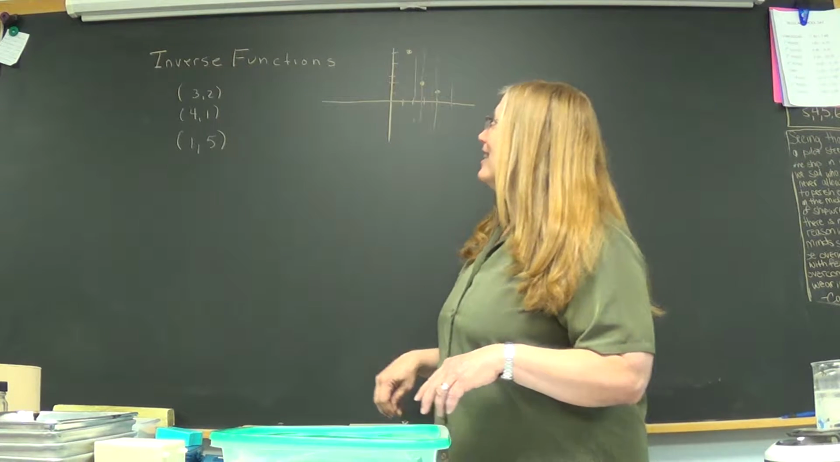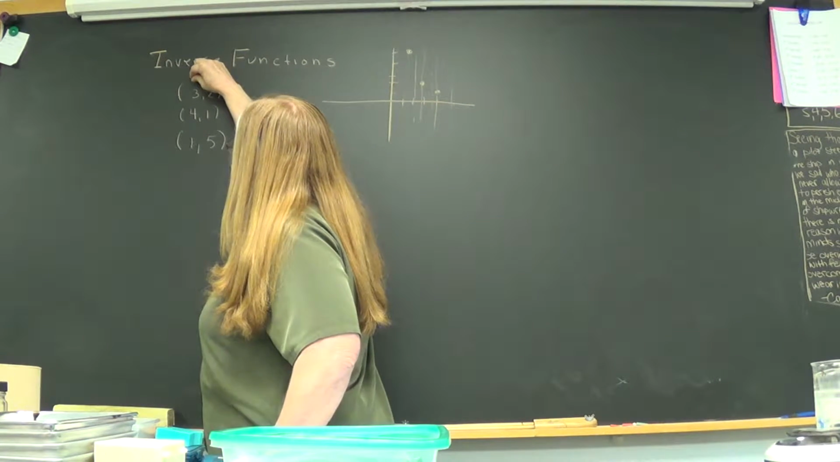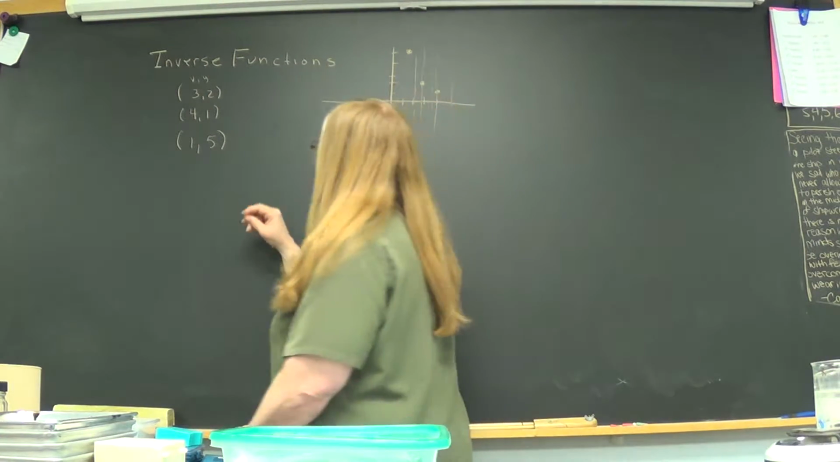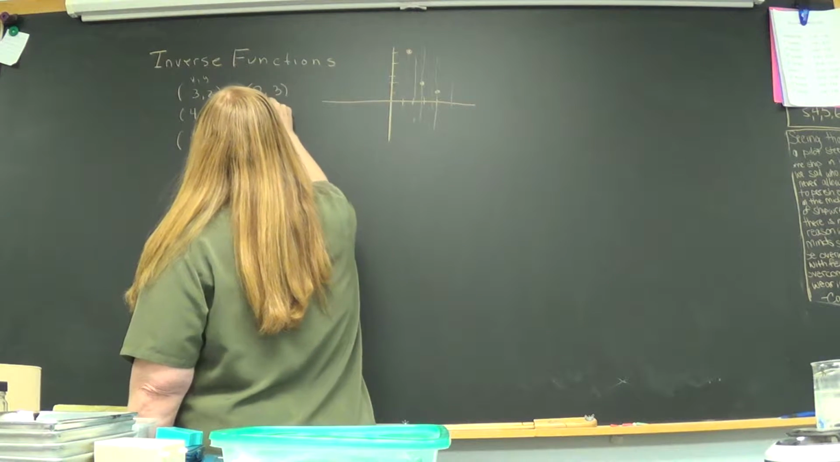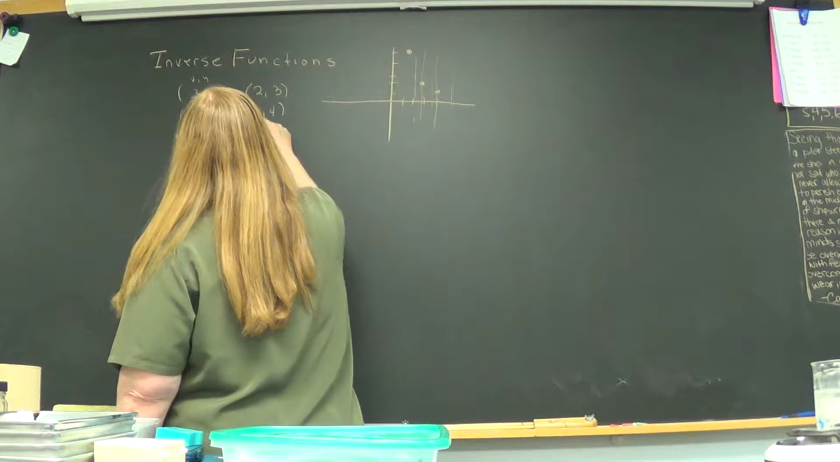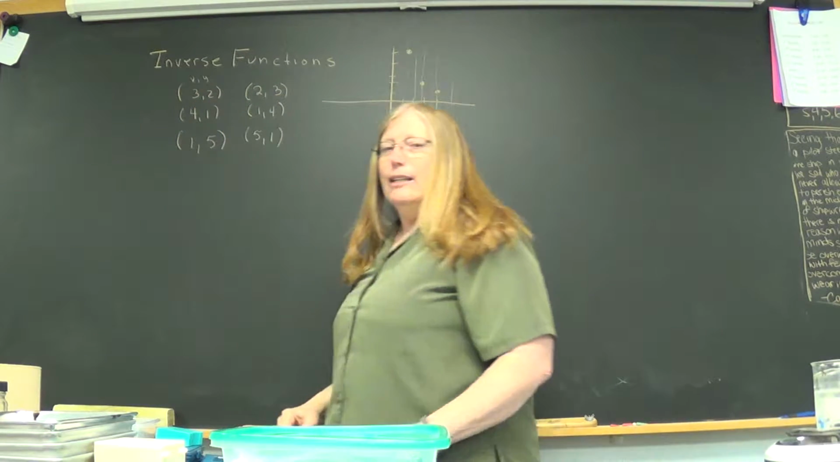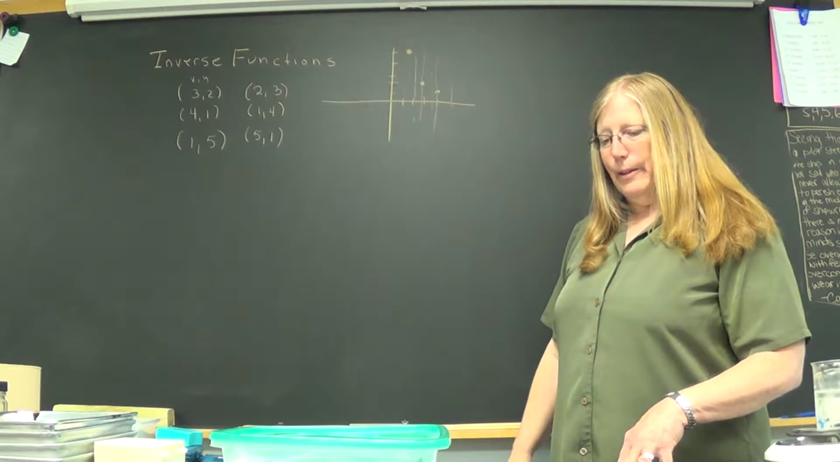So the inverse is where we take the x values and the y values and we exchange them. So we have 3, 2 becomes 2, 3, 4, 1 becomes 1, 4, and 1, 5 becomes 5, 1. So those are the inverse of the original. So that's the simplest case.